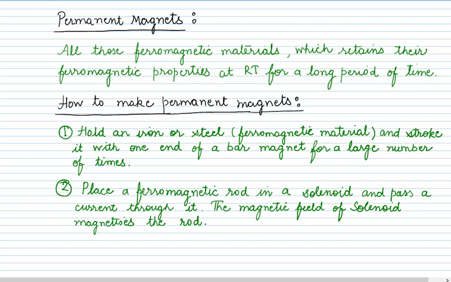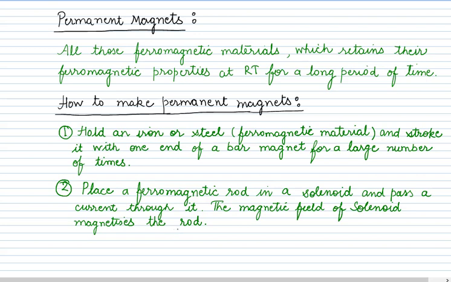These are the two simple ways through which we can transfer the magnetic properties into ferromagnetic materials, and they will retain their magnetism for a long period of time. So that is how we can easily make a permanent magnet.